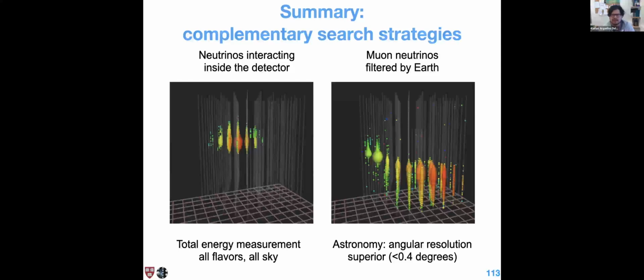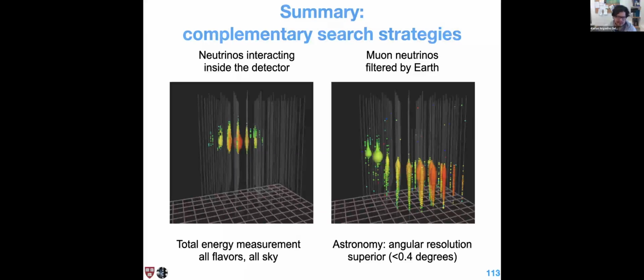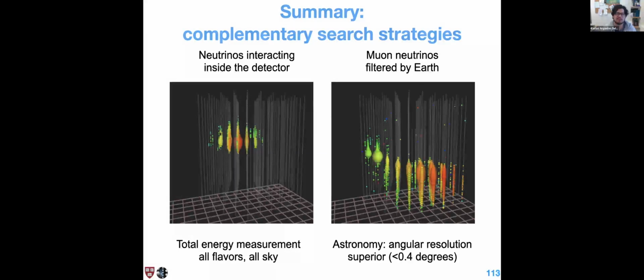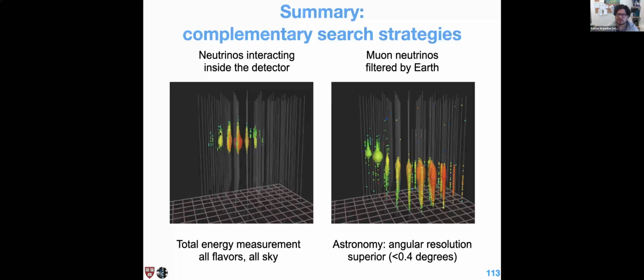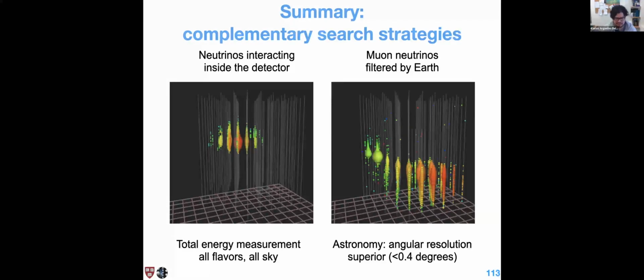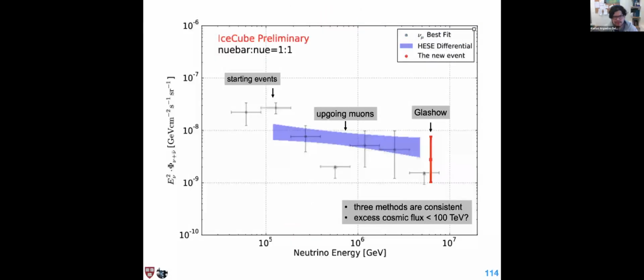Okay. So there is complementarity between the ways in which we can discover astrophysical neutrinos. On one side, we have searches that look for neutrinos of all flavors in all the directions, but are using the outer parts of the detector to block background. And on the other side, we use the Earth to block the backgrounds. And these are good for astronomy and have better angular resolution. Okay, good. So these three methods actually give approximately consistent answers.